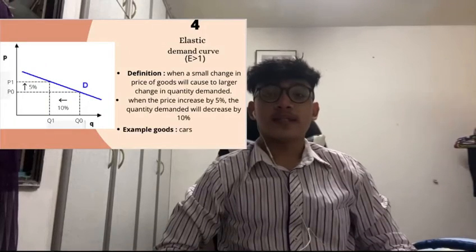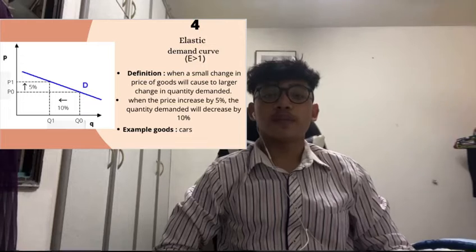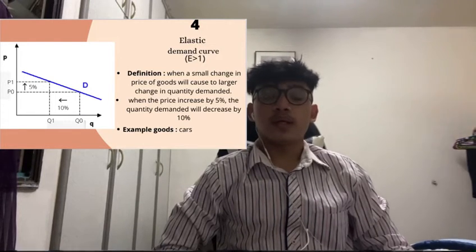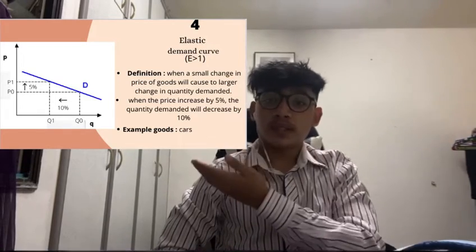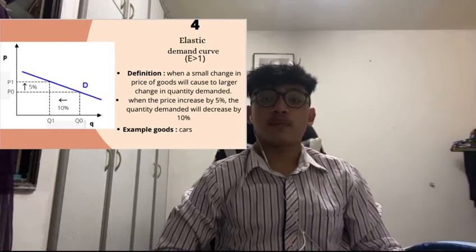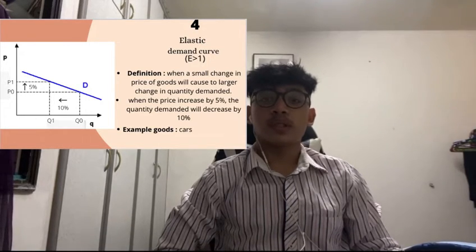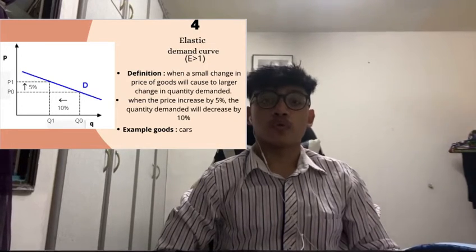Next, the elastic demand curve. An elastic demand curve is when a small change in the price of goods will cause a larger change in quantity demanded. The example of an elastic demand curve is cars. For example, here we can see when the price of a car increases by 5% from P0 to P1, the quantity demanded will decrease by 10% from Q0 to Q1.